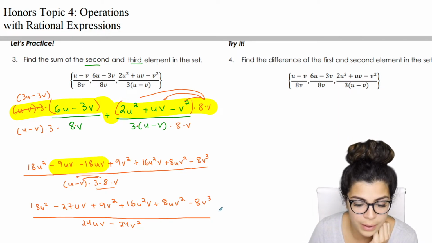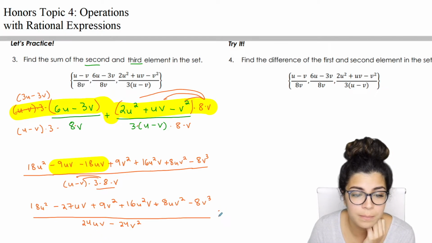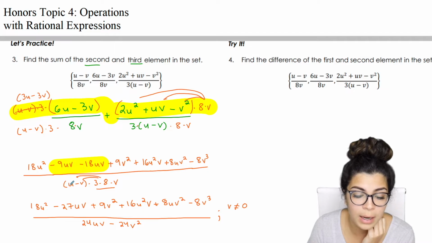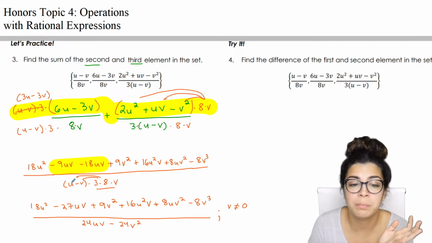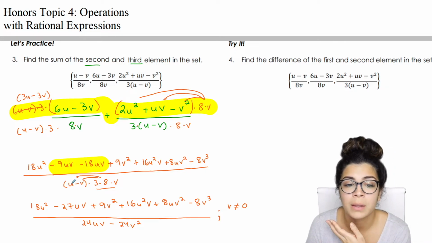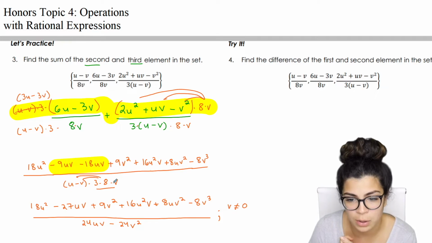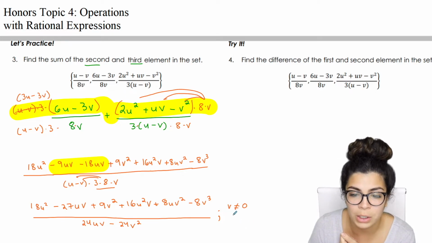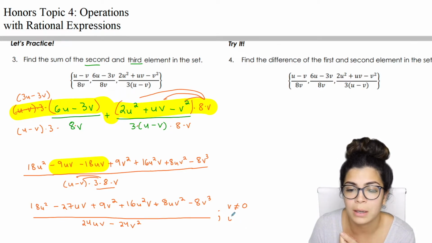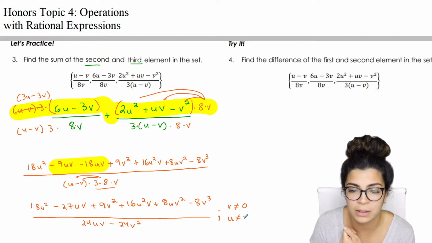So the excluded values are v is a variable, and that cannot be 0. And I have another variable, u. U cannot equal v, because if both u and v are the same, then anything subtracted by itself would be 0, and then 0 times anything would make the denominator 0. So v cannot be 0, and u cannot be v. They cannot be the same value.